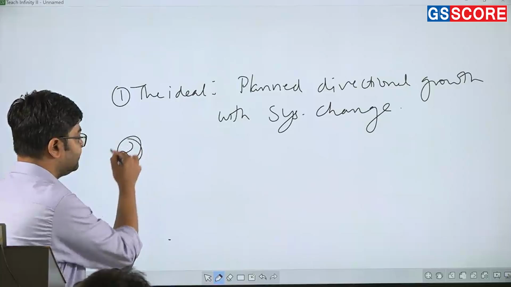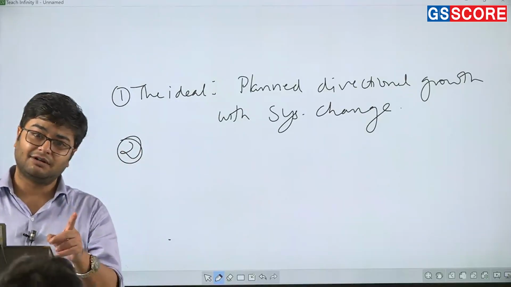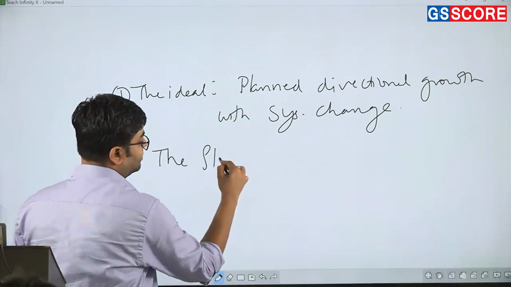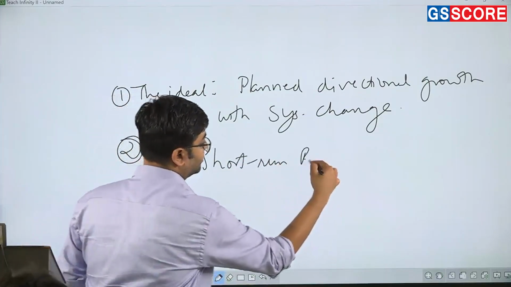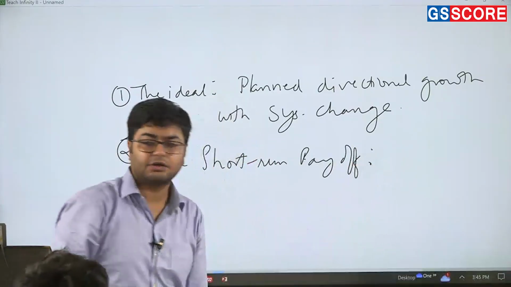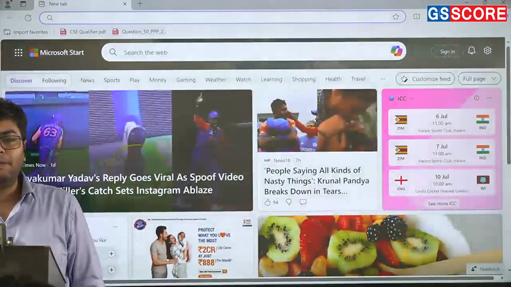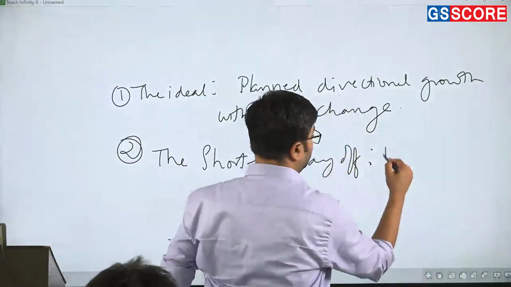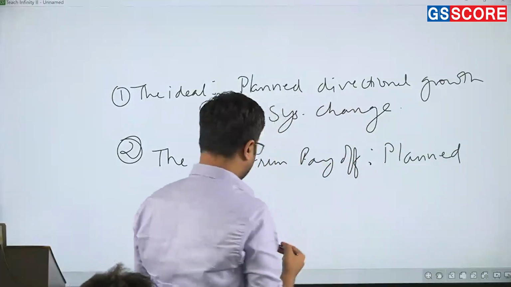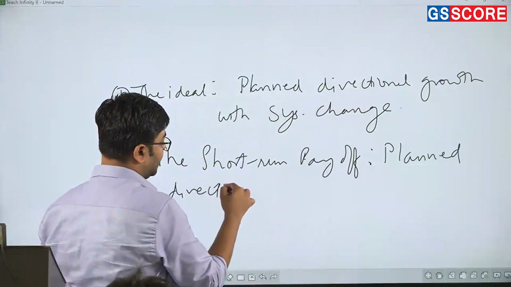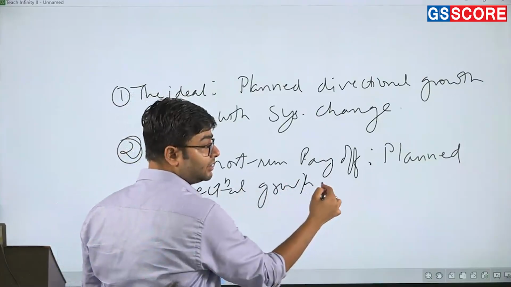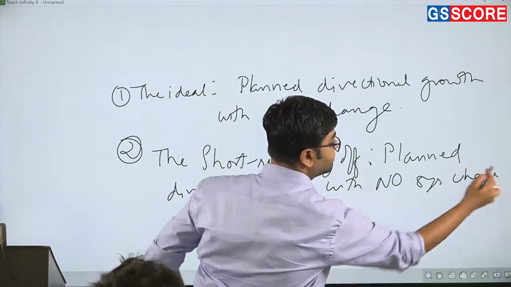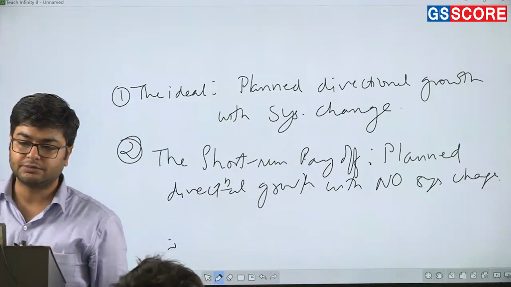The second one is the short run payoff. Planned directional growth, pay attention, with no system change.